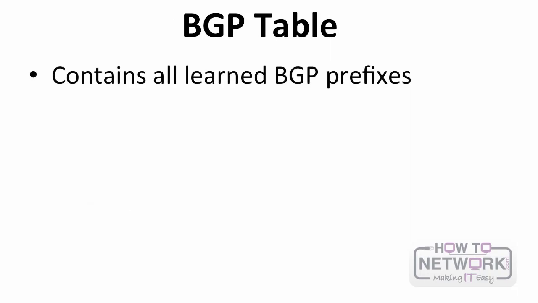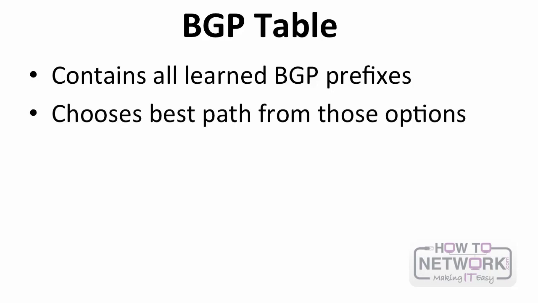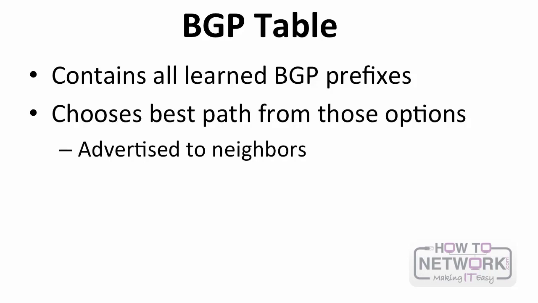Now, what is the BGP table? At a high level, the BGP table contains all learned BGP prefixes. So it takes all the learned prefixes from all neighbors, and then from there it chooses the best path from those options. And that is the route that it advertises to its neighbors.